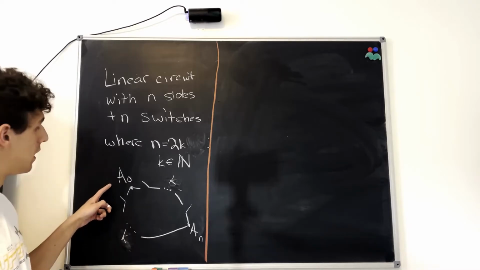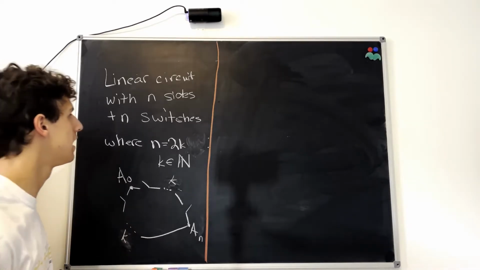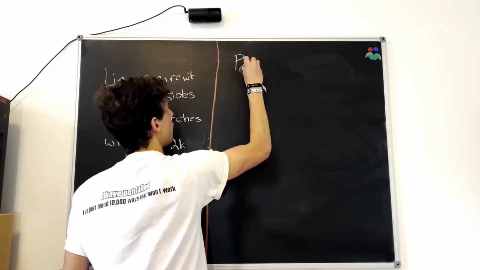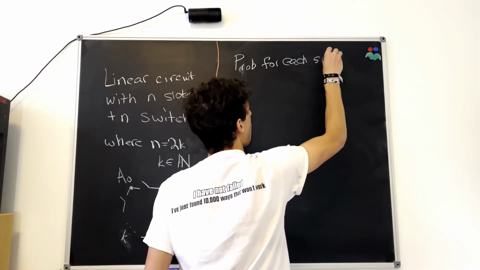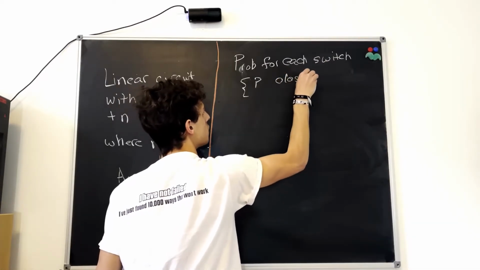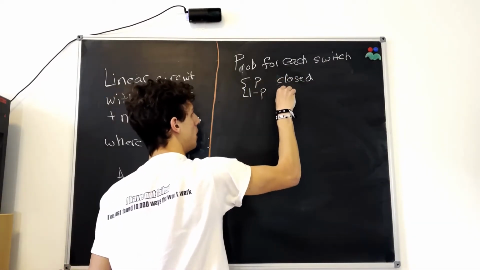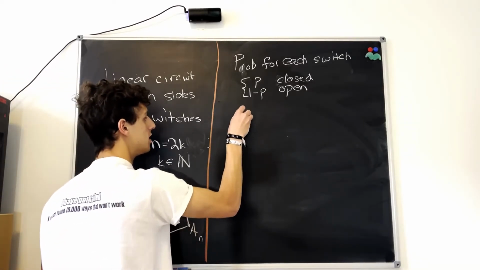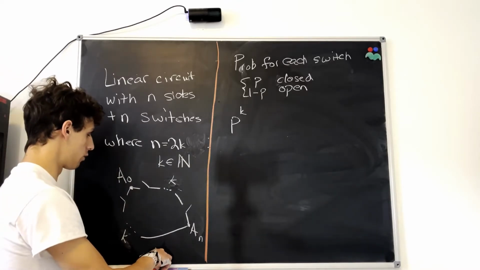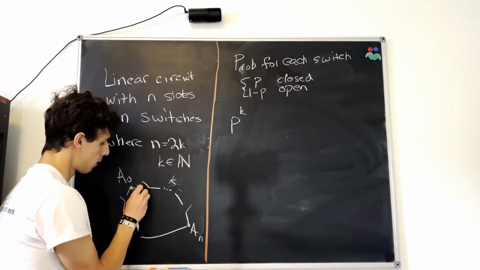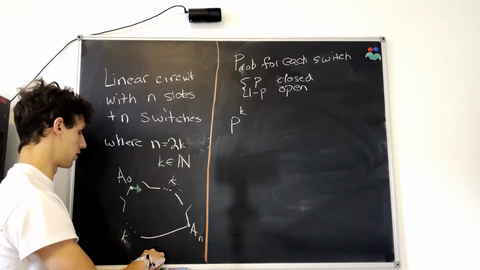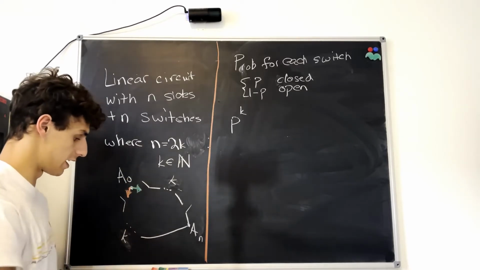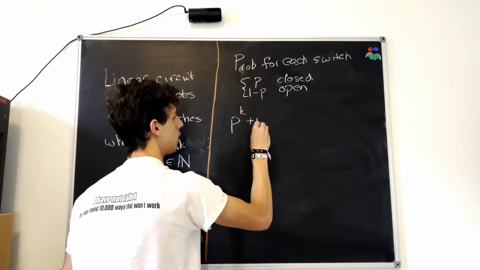And we're trying to get from point A0 in the circuit to point AN. And I'll just draw a little reminder up here that our probability for each switch is P for being closed and 1 minus P for being open. So now to get from A0 to AN, we take P to the K, going with this green direction here. But then to take the orange direction, we have the exact same because we're working with K switches. So we have P to the K plus P to the K.